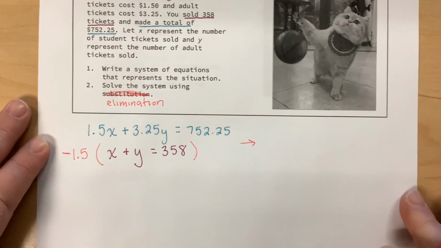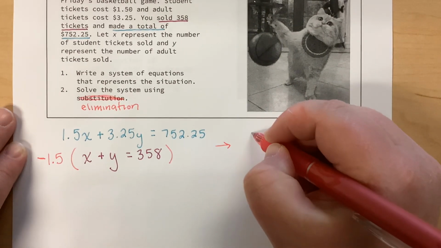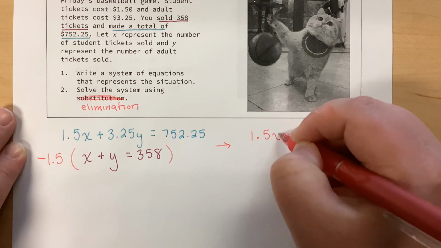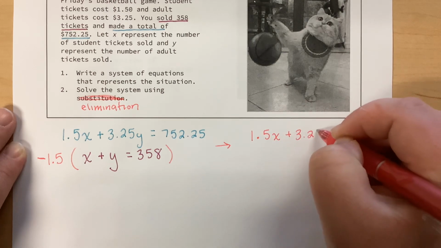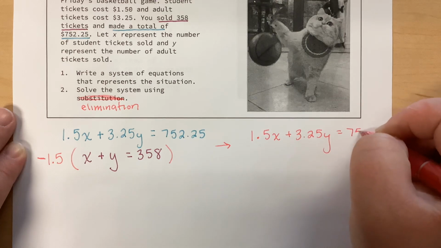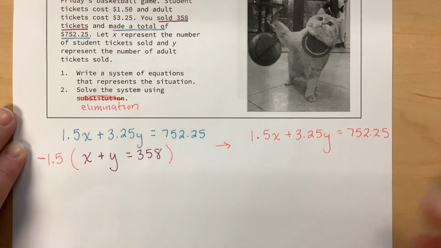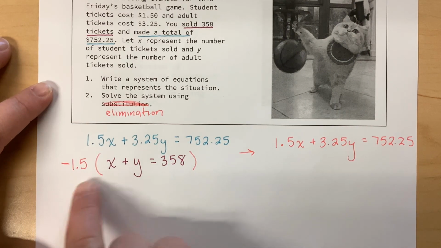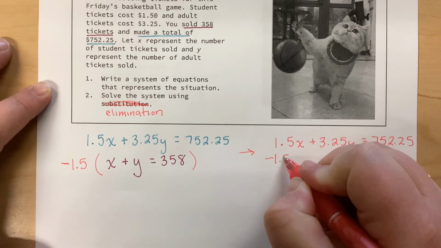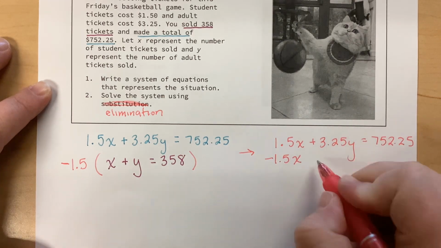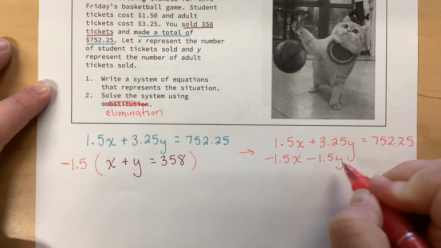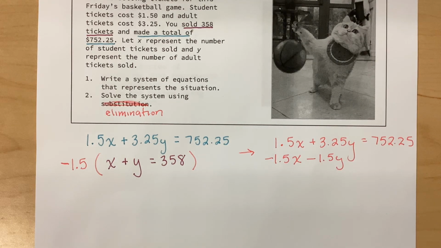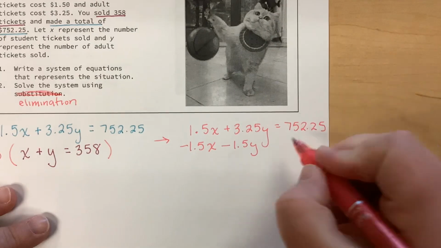So if I do that, I'm going to recopy the top equation because I haven't done anything to it. So that's 1.5x plus 3.25y equals 752.25. Okay? And then I'm going to multiply the bottom equation by negative 1.5. Negative 1.5 times x is negative 1.5x. Negative 1.5 times y is negative 1.5y. And then I'm going to get my calculator out and make sure I do this right. So negative 1.5 times 358 is negative 537.